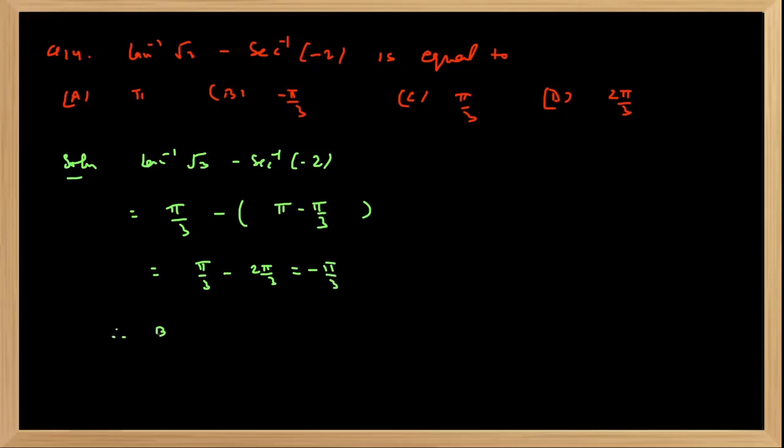Therefore, the correct option is the one with minus pi by 3. In the next class, we'll discuss properties of inverse trigonometric functions.